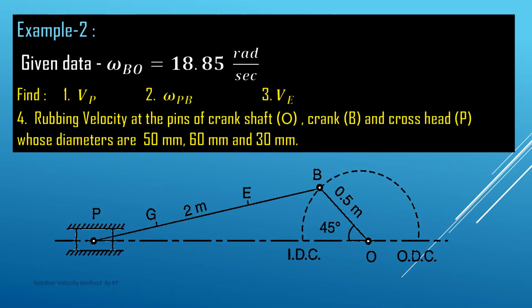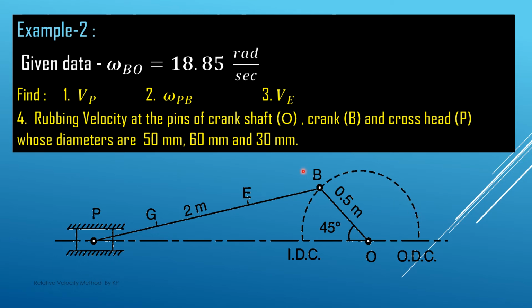This is the second example, of a single slider. This is the single slider crank mechanism, and here OB is the crank and BP is the connecting rod, and P is a slider. There are 2 points E and G, and the locations of these points are given to us. This BO is having a length of 0.5 meter and is at an angle of 45 degrees from the inner dead center, and this is the outer dead center. This BO link is rotating in the clockwise direction, moving from IDC to ODC.